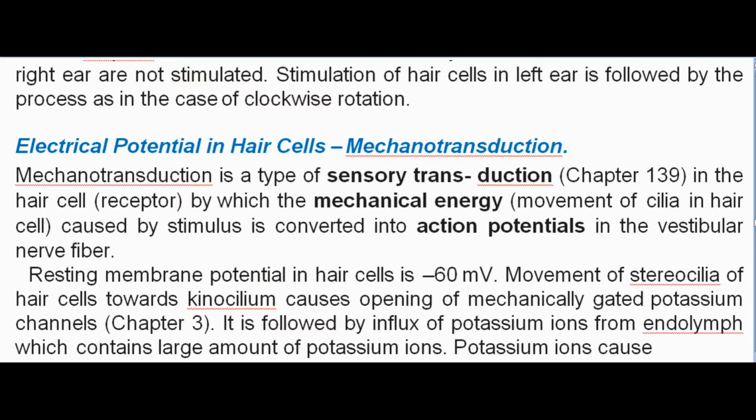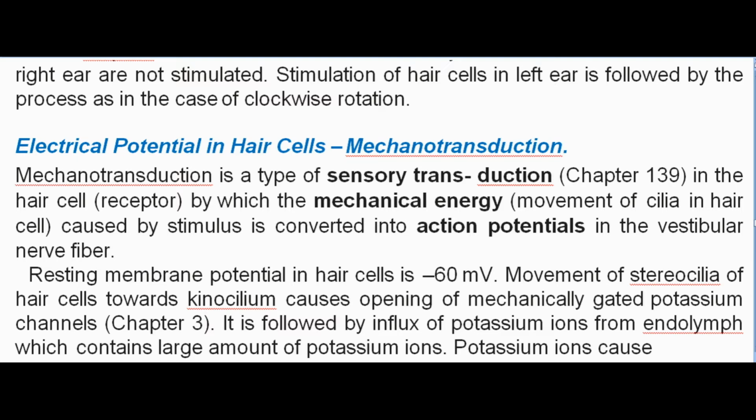Electrical potential in hair cells, mechanotransduction. Mechanotransduction is a type of sensory transduction, chapter 139, in the hair cell receptor, by which the mechanical energy, movement of cilia in the hair cell caused by stimulus, is converted into action potentials in the vestibular nerve fiber. Resting membrane potential in hair cells is -60 mV.